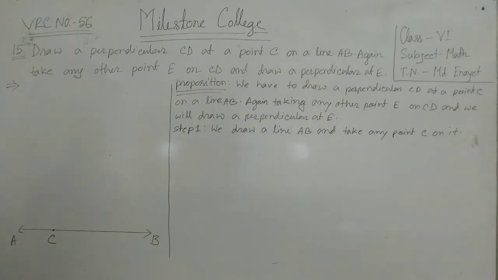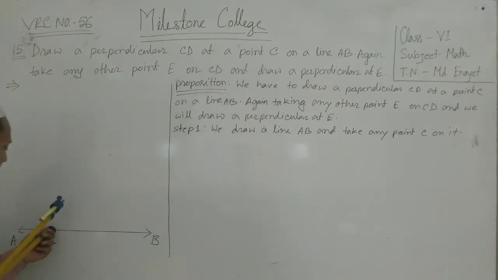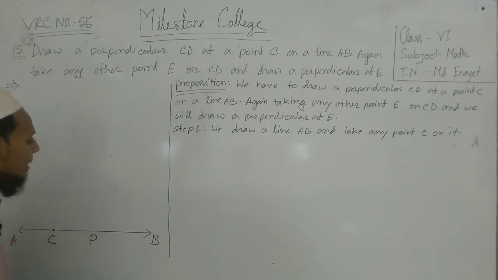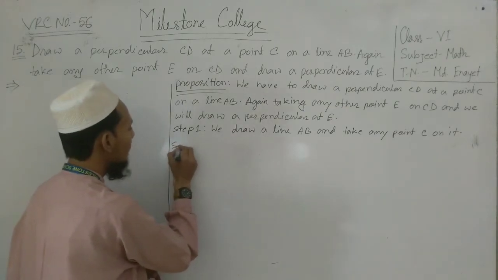So, second step, what do we have to do? Look, my dear students, we will use the compass. Taking C as center, we will draw an arc with a convenient radius, and this arc intersects the line AB, say at point P. So, what did we do in this step? Taking C as center, we draw an arc with a convenient radius that intersects the line AB at P. So, this is step 2.